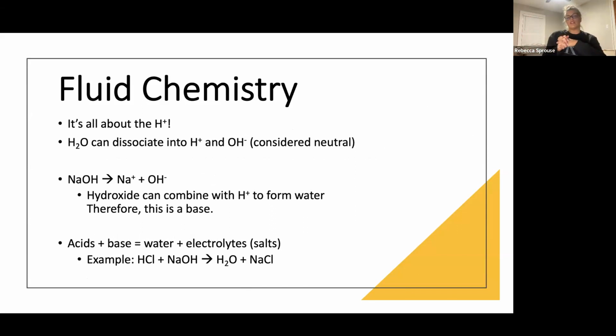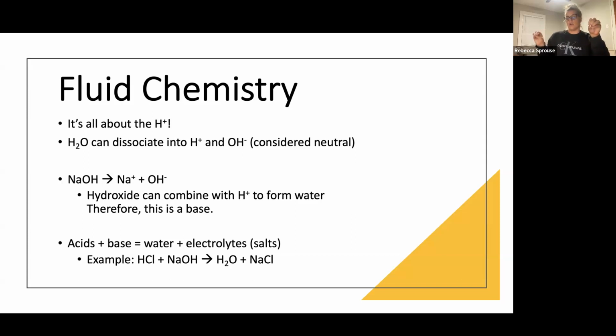H2O, water, can dissociate into hydrogen ions and hydroxide ions, but water is considered neutral. However, if we talk about sodium hydroxide, for example, sodium and hydroxide ions, okay, so hydroxide can then combine with hydrogen ions to form water if it wanted to. So let's just say that we put sodium hydroxide in water. Let's say that that's a solute and our water is a solvent. What could happen is that sodium hydroxide is going to dissociate into sodium and hydroxide.